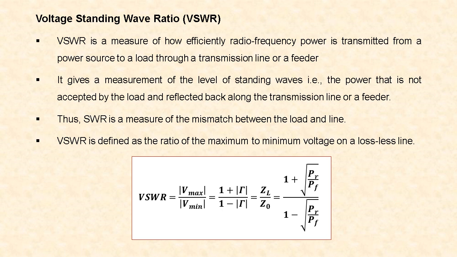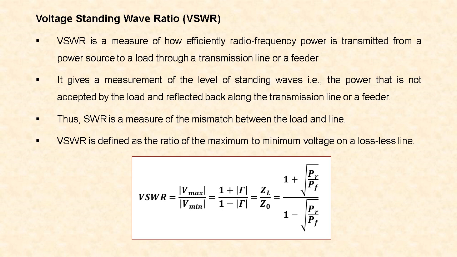Voltage standing wave ratio is defined as the ratio of maximum to minimum voltage on a lossless transmission line. Voltage standing wave ratio is given by Vmax by Vmin. Vmax is the maximum voltage, Vmin is the minimum voltage, which is also equal to (1 plus gamma) by (1 minus gamma). Gamma is the reflection coefficient. By substituting the value of gamma as (ZL minus Z0) divided by (ZL plus Z0), we have the voltage standing wave ratio as ZL by Z0. ZL is the load impedance, Z0 is the characteristic impedance of the transmission line.